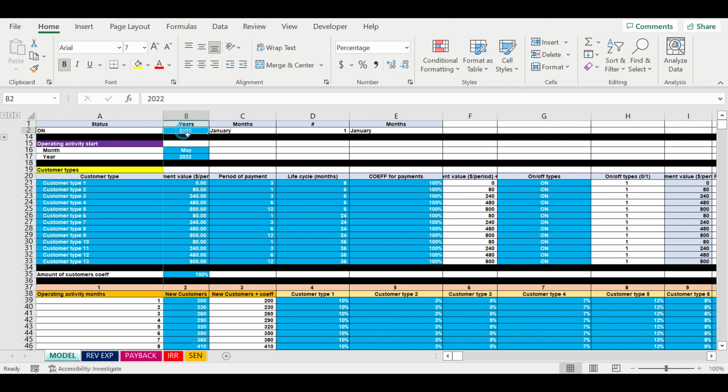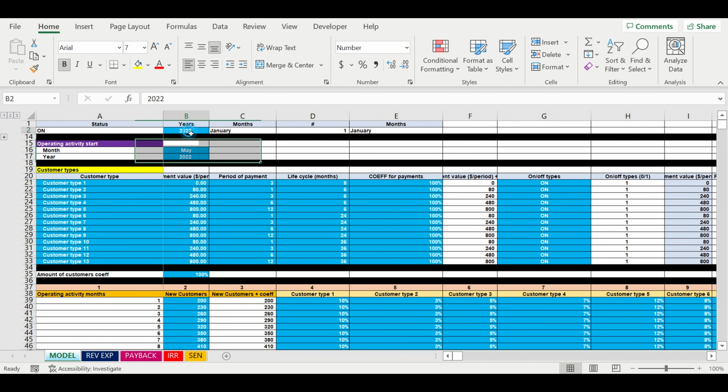So first of all, our inputs are colored with a specific blue color, like this, like this, like this. All other cells are automated, so we don't need to put any inputs inside these cells. So we are putting numbers and data only inside blue color cells.